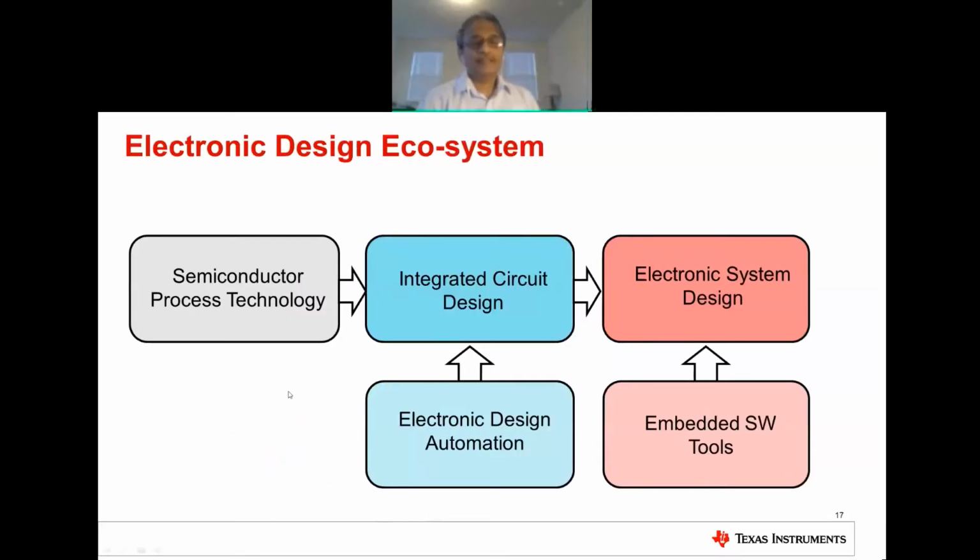So since I think the discussion is really about what are the career opportunities related to electronic design, I thought I'll just put this chart because the whole electronic design ecosystem has multiple dimensions and multiple aspects of the ecosystem. What I mentioned here so far is really the integrated circuit design.